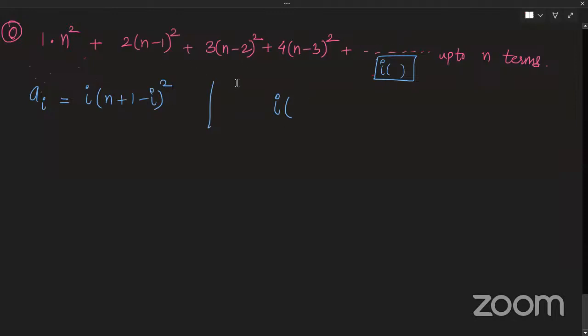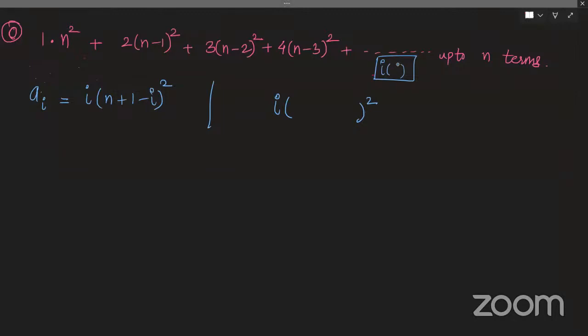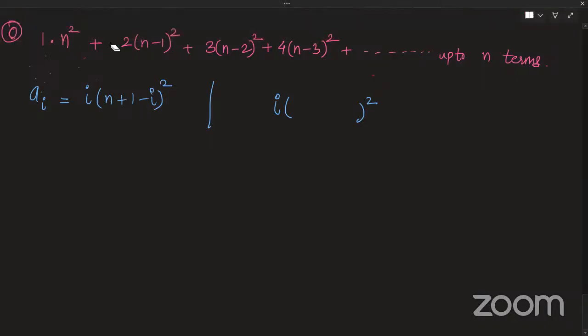What about the inside thing? What about inside the square thing? In the first term, we have n square, right? Then we have (n minus 1) square. Then (n minus 2) square. Then (n minus 3) square. So if I pull out any ith term from this series, what will it be? It will be n plus 1 minus i, right?